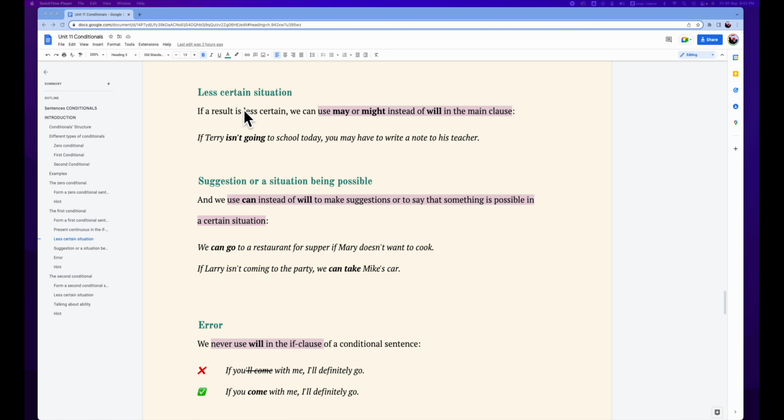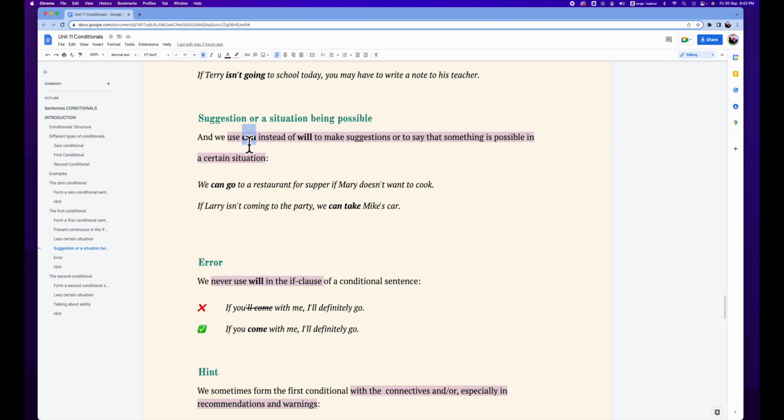Let's take a look. For less certain situations, if a result is less certain, we can use may or might instead of will. The modal verbs may or might, in the main clause, that means part B. If Terry isn't going to school today, you may have to write a note to his teacher. May have. For less certain situations, we use might. For 50-50, we use may.